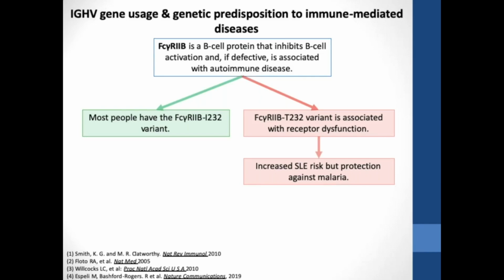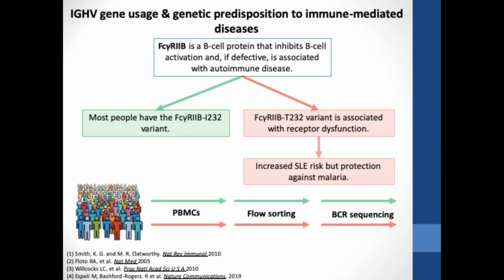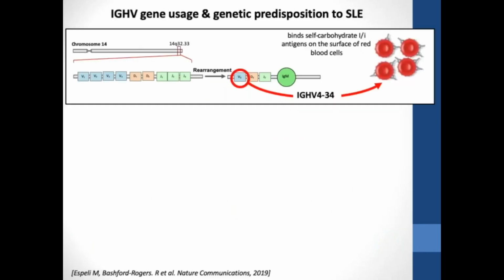And we show in a mouse model that this variant is associated with two checkpoints, central and peripheral checkpoints. So we wanted to show whether this was also the case in humans. We recruited a number of individuals that are homozygous for the non-risk and the risk allele. We flow sorted their PBMCs and performed BCR sequencing.